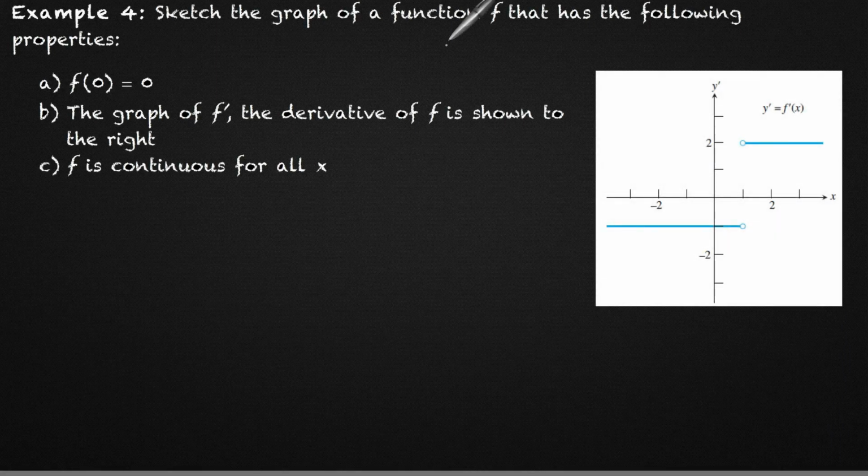Example 4, we want to sketch the graph of a function that has the following properties. F of 0 equals 0. So let's go ahead and draw our xy axis.